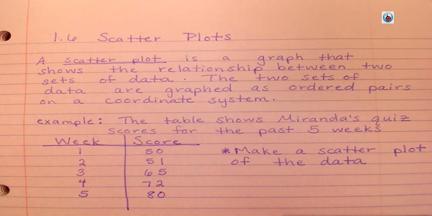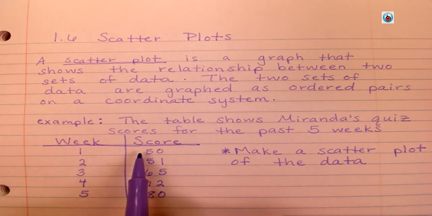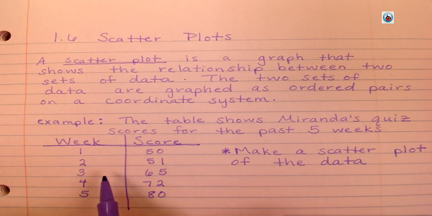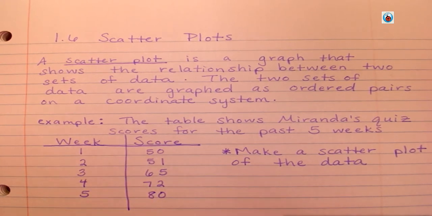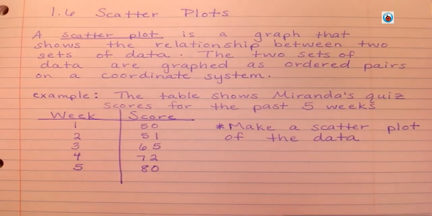So for example, this table shows Miranda's quiz scores for the past 5 weeks. You can see week 1, her score is 50%, week 2, 51%, week 3, 65%, week 4, 72%, week 5, 80%. As the weeks go up and time passes, her score is also increasing, so looks good for her. And what we want to do is make a scatter plot of the data. So that means we need to create a graph.